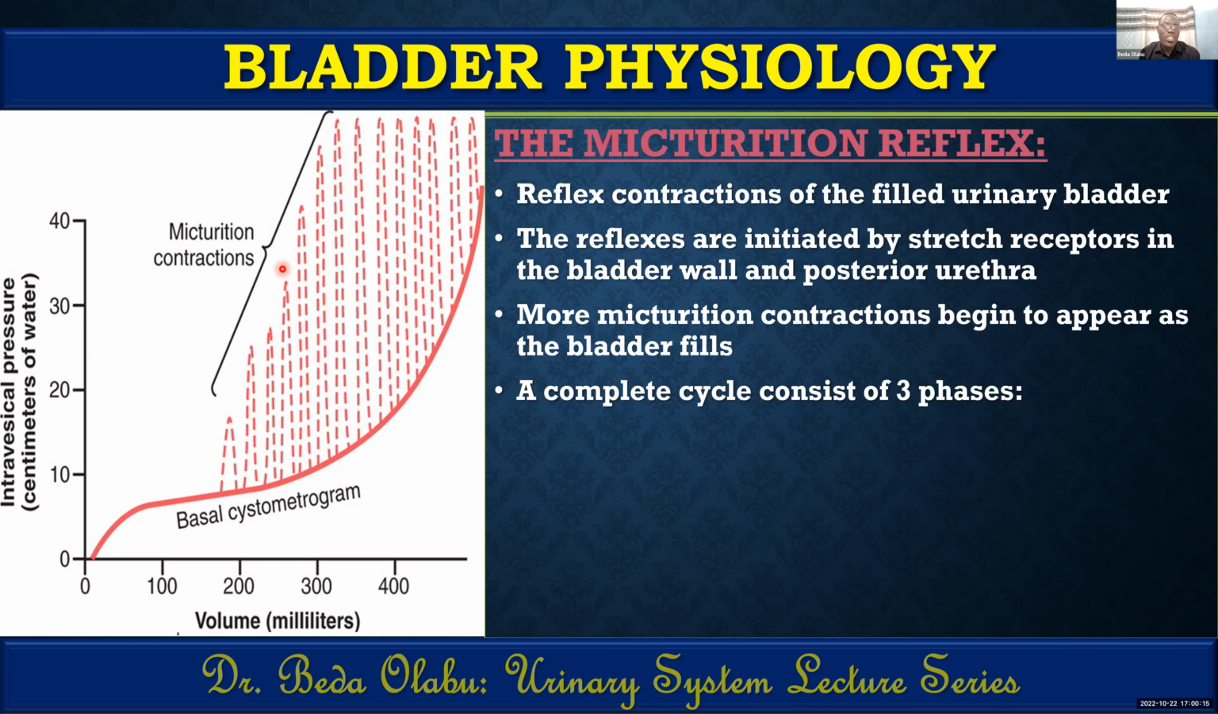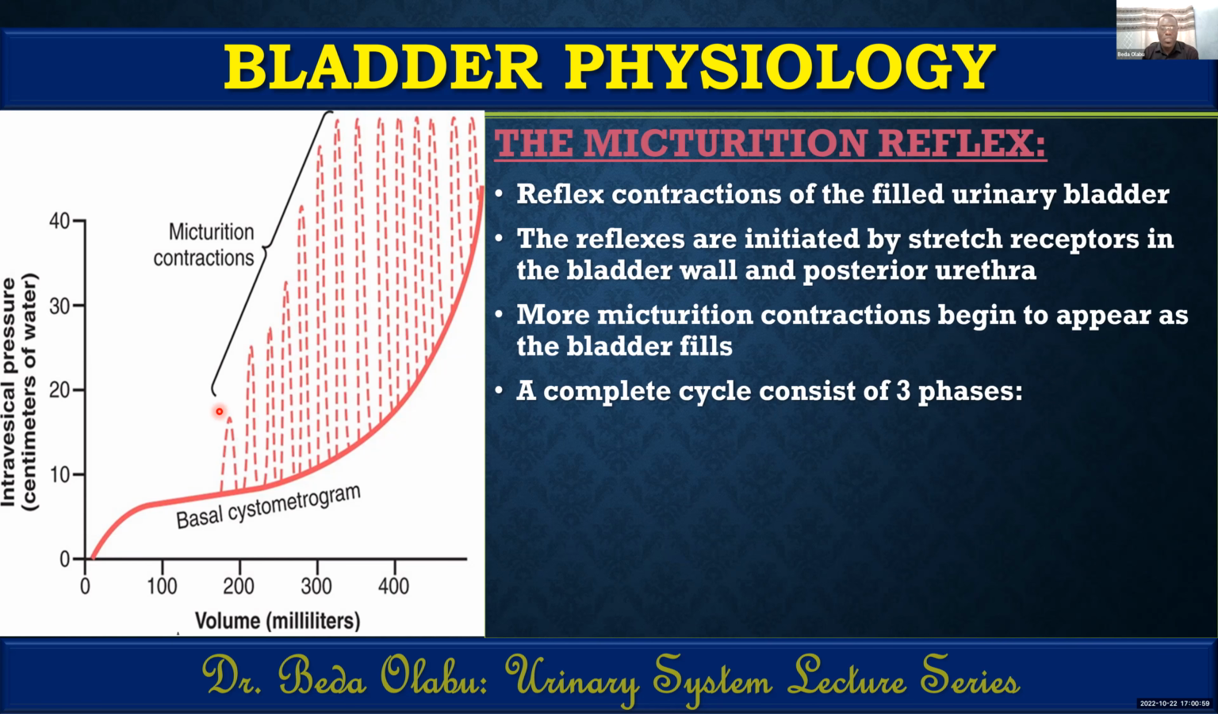Now, not that contraction will automatically lead to micturition, not quite. You have micturition contractions, but they may not lead to voiding. Voiding can only happen at an allowed time. So as the bladder fills, if there's a contraction that does not lead to voiding, it will go back. And then another one will come later, then go back. And as the bladder continues to fill, the frequency of the contractions becomes more, and the strength of the contractions will become more.